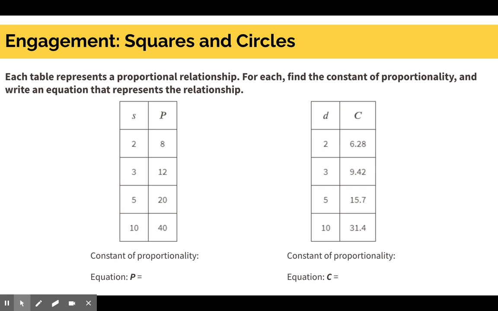Remember, a proportional relationship is found using our constants of proportionality, and that's easy to find because we know how to find the unit rate. So once again, it says for each, find the constant of proportionality, meaning your unit rate, and write an equation. Our equation is going to be of the form y equals kx, or we're going to use the actual variables that are used in our table. And we want to write an equation that represents the relationship. So let's pause the video here so that you can finish copying down these tables into your notes and see if you can figure out what the constant of proportionality is and the equation.